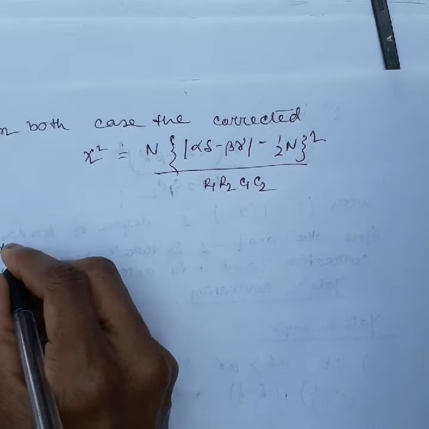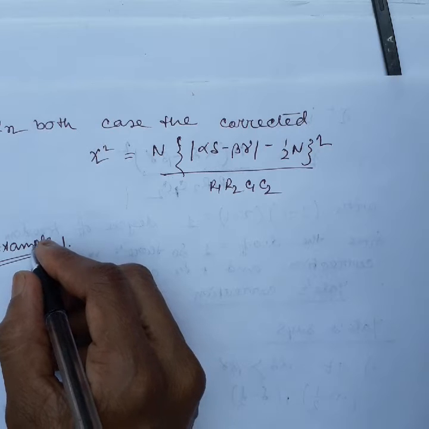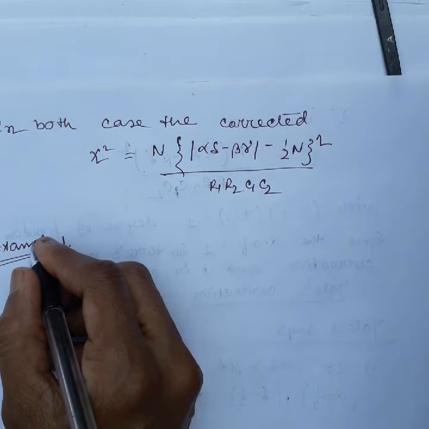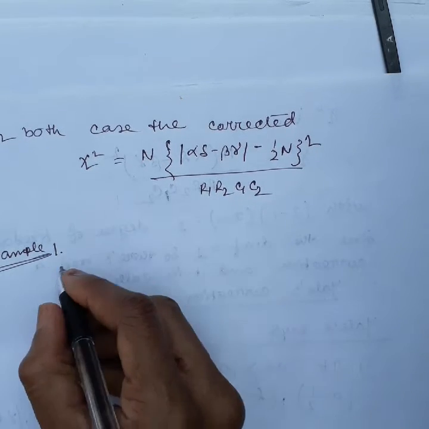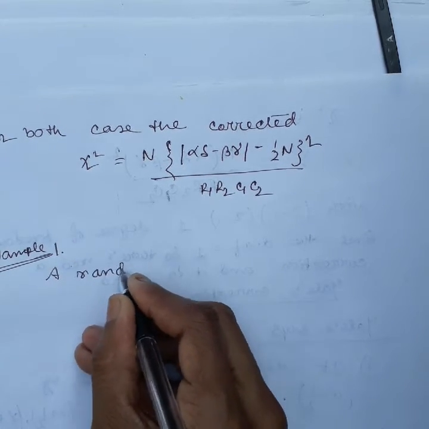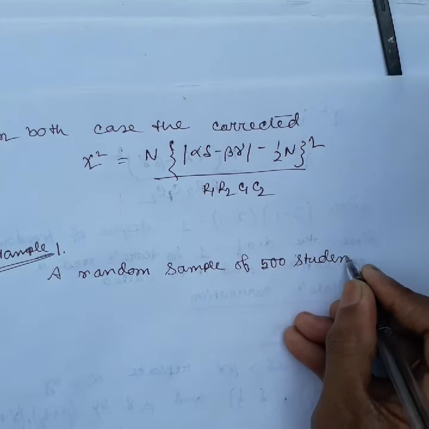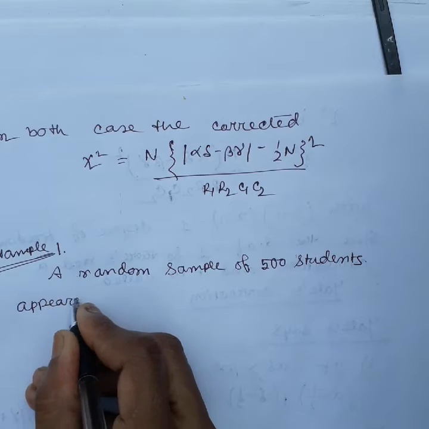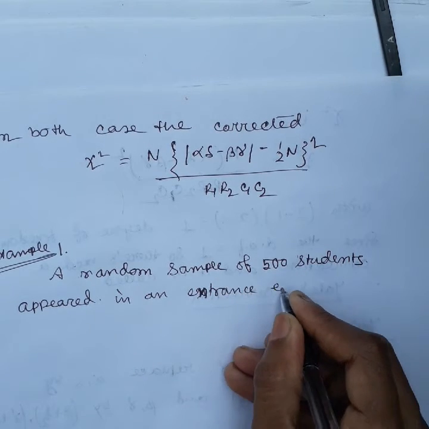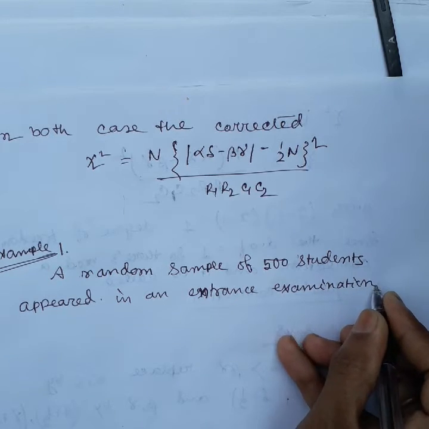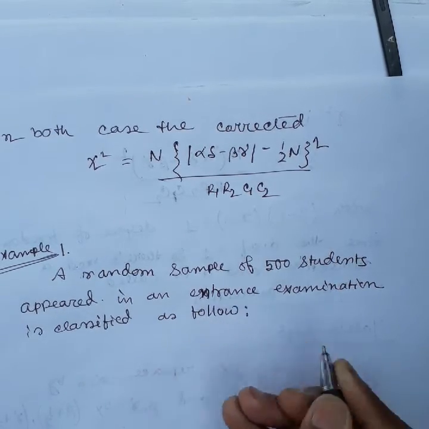So first example. It is seen that a random sample of 500 students appeared in an entrance examination is classified as follows.